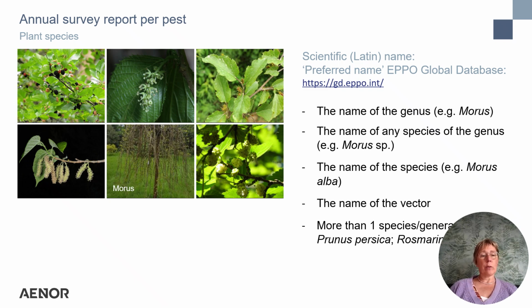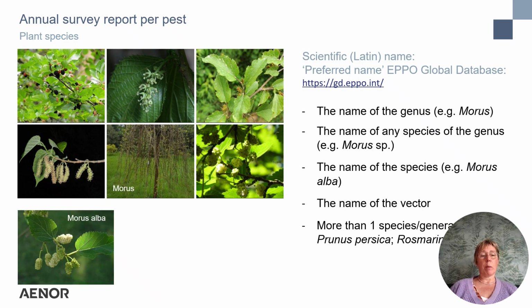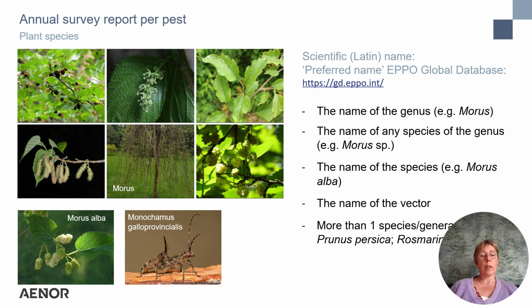The name of the genus can be used, for instance, Morus. If you want to indicate any species of the genus Morus, you indicate Morus species. The name of the species can be mentioned also, like Morus alba. If you survey a vector, the name of the vector should be mentioned in the report. For instance, Monochamus galloprovincialis. More than one species can be mentioned.